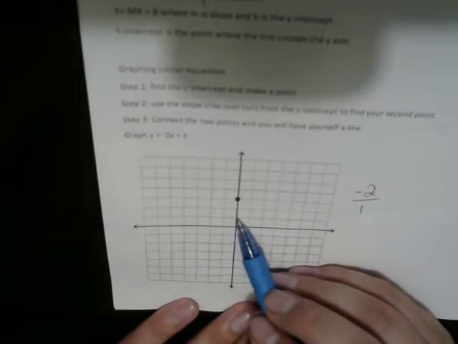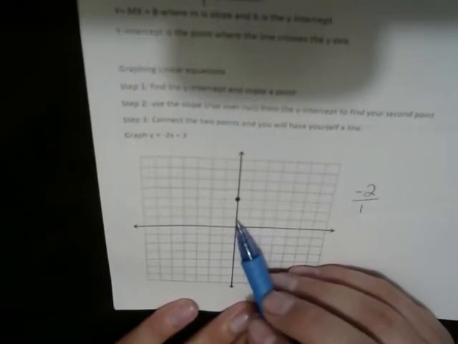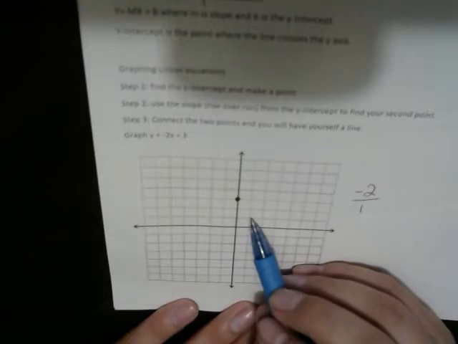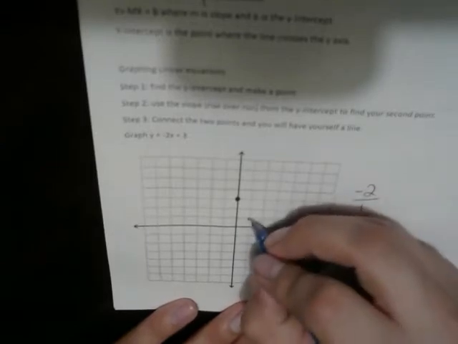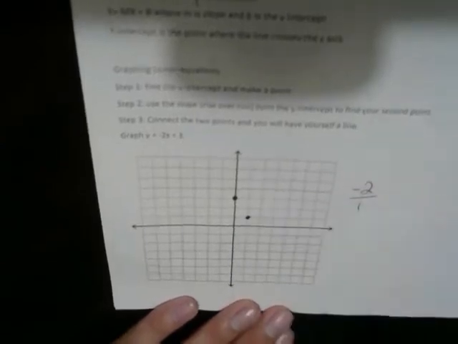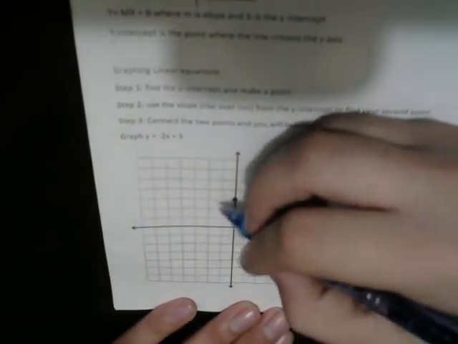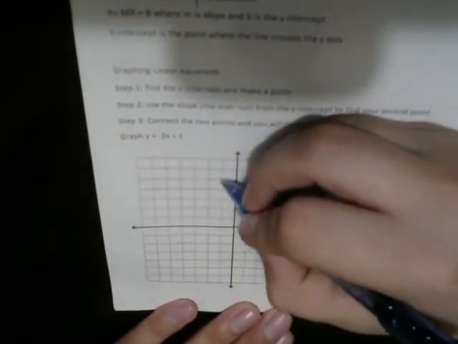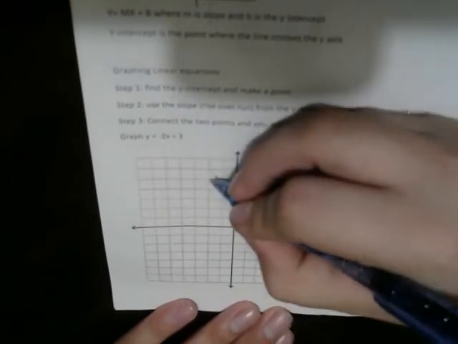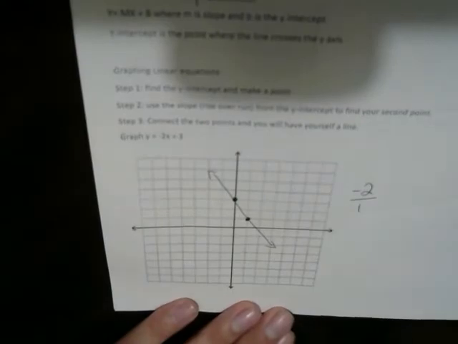Now we have to do our run. Our run is 1. That means positive 1. Positive, you're going to go to the right. Negatives, you're going to go to the left. So since it's a positive 1, we're going to go to the right 1. So now we have our 2 points. What we're going to do is connect them. And there we go, folks. We just graphed a line.